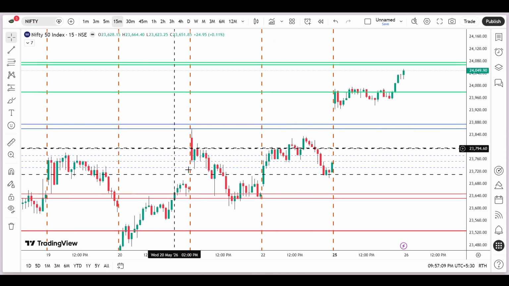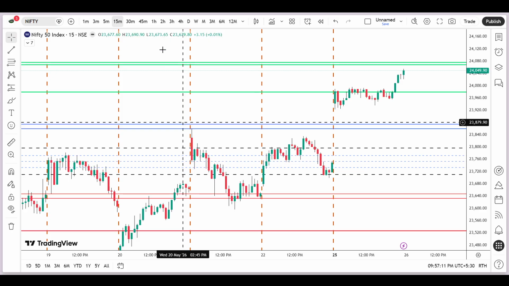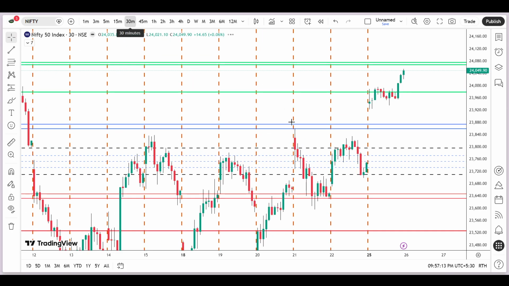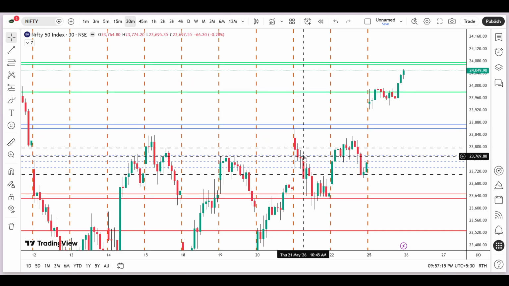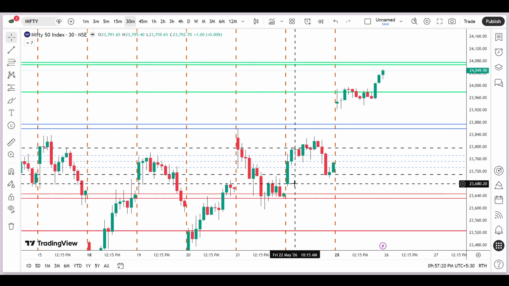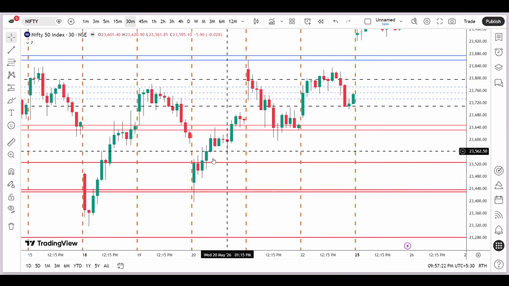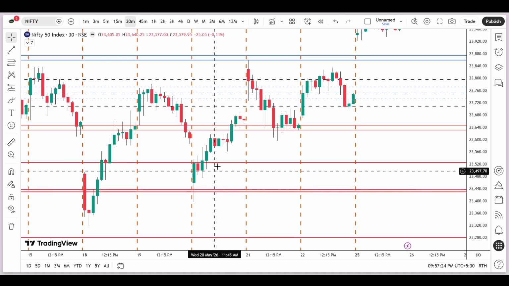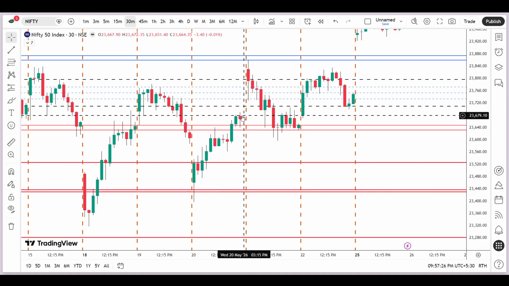One day what happened, it's a gap up. What I told you: mark the 30 minutes high and low. One day gap down, again same: mark high and low, then see.